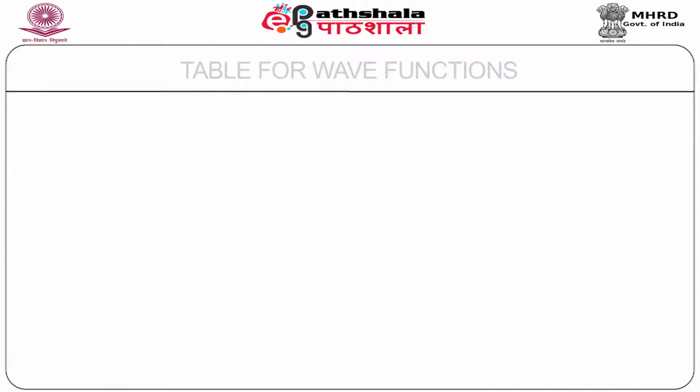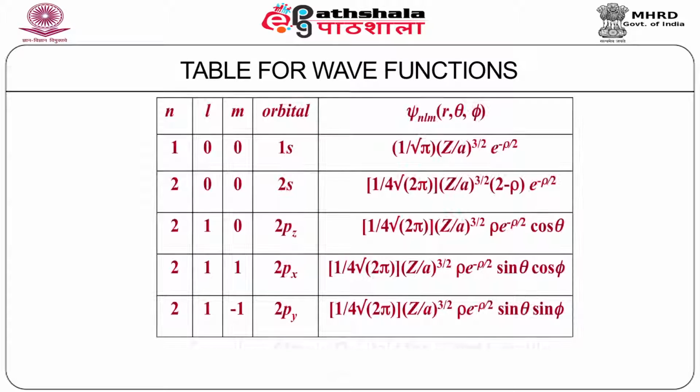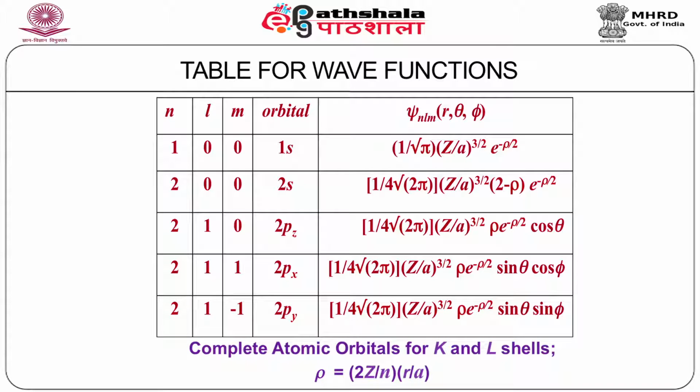Now we show the table for wave functions, and these are the complete atomic orbitals. The wave functions are usually called atomic orbitals because in quantum mechanics we don't have orbits. We have only wave functions which describe the electron charge distributions. That is why these wave functions are called orbitals, as if they are replacing the idea of orbits in classical mechanics.